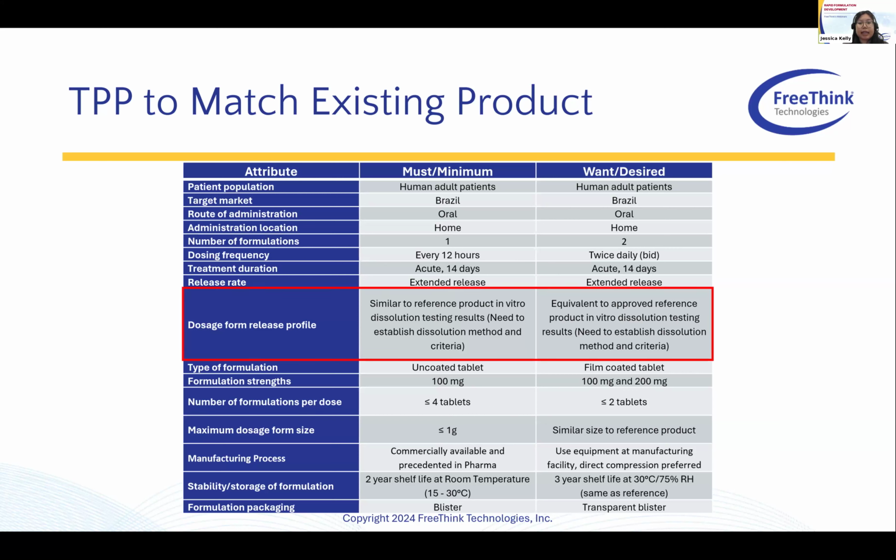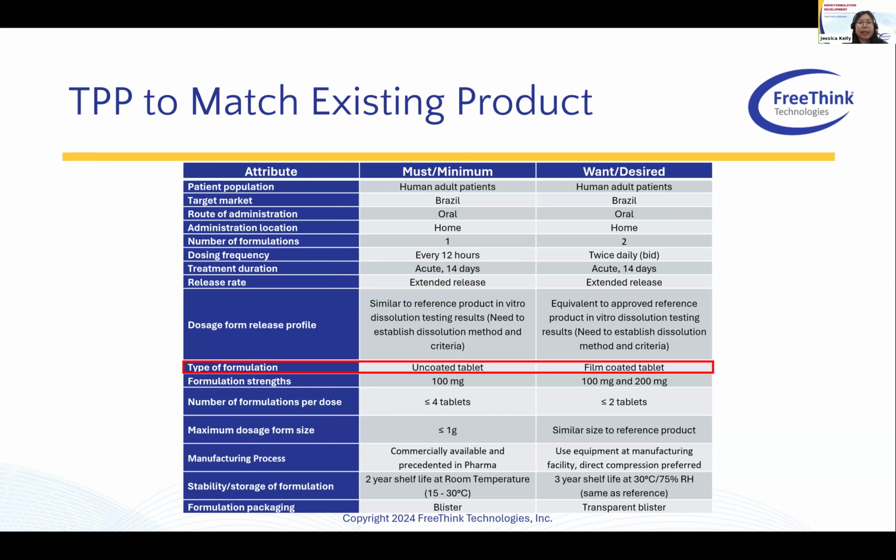So in this example, one of the differences in the dosage form is the dosage form release profile criteria. So here we should consider if there is already an established dissolution method for the reference product. And if there is, then we would need to establish whether or not we need to be similar or equivalent to this profile.